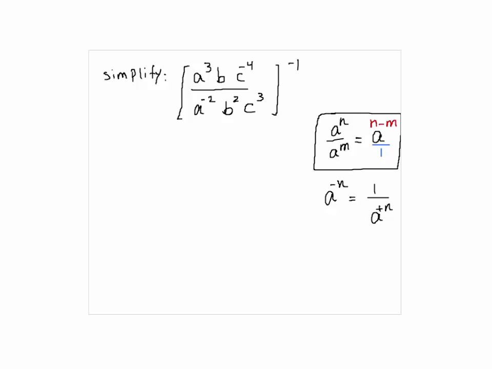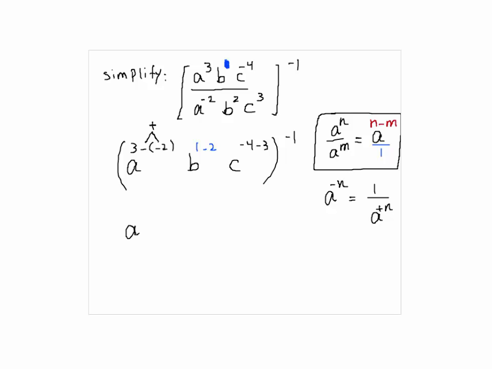So the first one, I get a to the power of 3 over a to the power of negative 2. So this would be a to the power of 3 minus negative 2 according to this property. Next one would be b to the power of, remember the exponent here is 1, so that would be 1 minus 2. And then next one I would get c to the power of negative 4 minus 3. The whole thing should be raised to the power of negative 1 later. So this would be a plus.